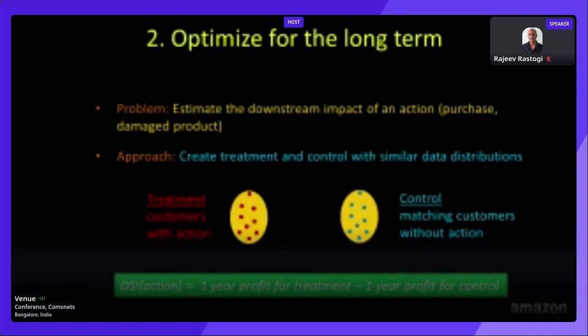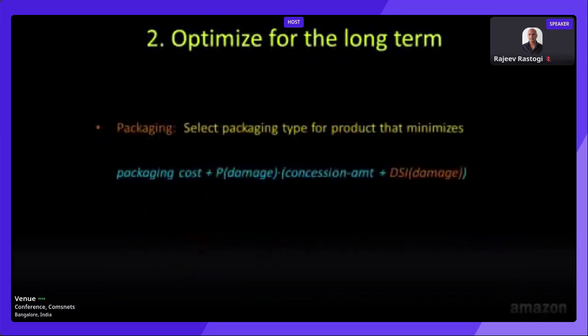So the downstream impact here is the difference in the 1-year profit between treatment and control. And so the DSI damage is the term that we add in the packaging equation that I showed earlier. Concessions amount was the short-term costs due to damage, and the term DSI damage is capturing the downstream impact of damage on future customer packages. So essentially, DSI damage is the long-term reduction in profit due to damage.